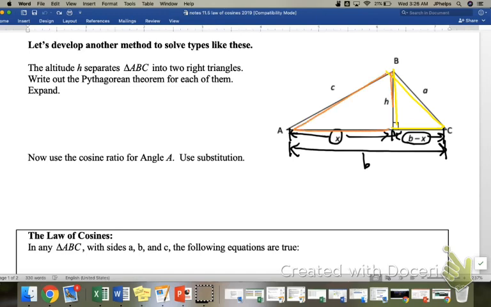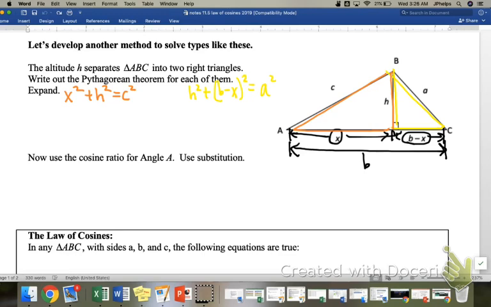And we're just going to rewrite these right triangles with the Pythagorean theorem. So if we write the Pythagorean theorem out for the triangle on the left in orange, this is going to be x squared plus h squared is equal to c squared. And writing out the Pythagorean theorem for the right triangle on the right, we've got h squared plus the quantity b minus x squared is equal to a squared.